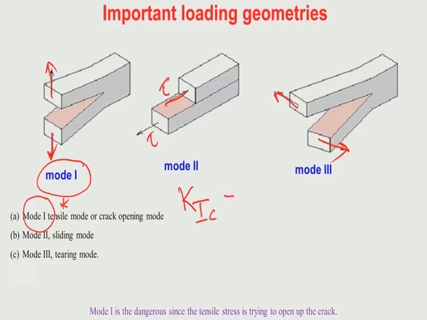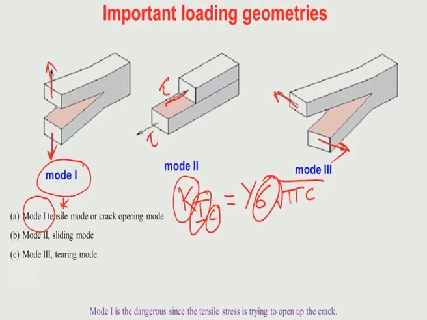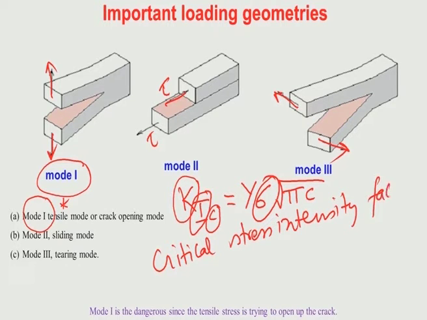So, K1C is equal to Y sigma square root pi c. Here, c is your crack length, sigma is the stress value at which the failure takes place, and K means stress intensity factor, 1 means mode 1, c means critical. So, this is essentially the critical stress intensity factor under mode 1 loading.